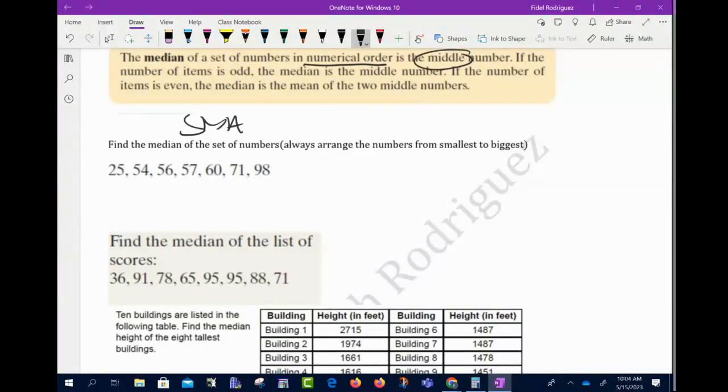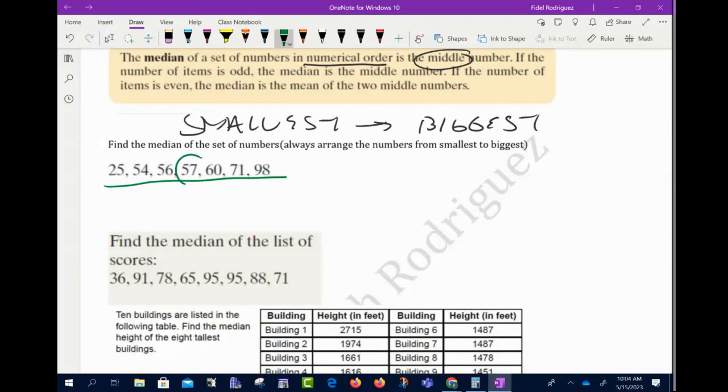So number one, I'm going to put my numbers from smallest to biggest, and then the median will be the number in the middle. Okay, first question I want to ask you, look at these numbers here. Are they in order from smallest to biggest? Yeah, they are. Okay, what number is exactly in the middle there? That is our median, okay? The numbers have to be in order from smallest to biggest, okay?